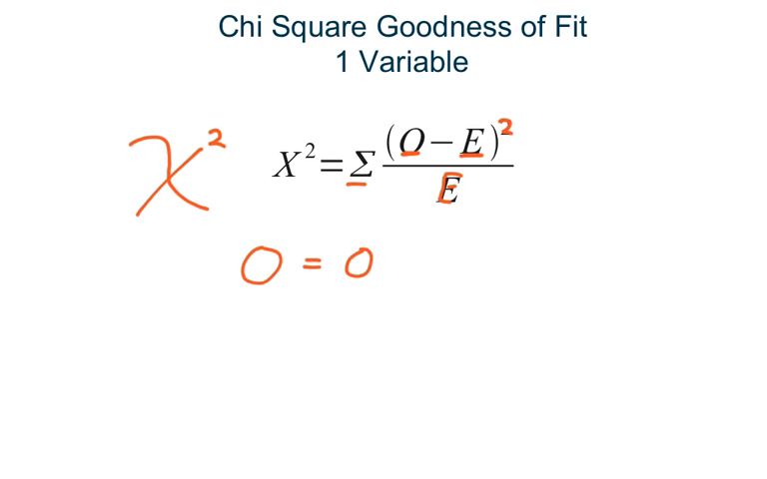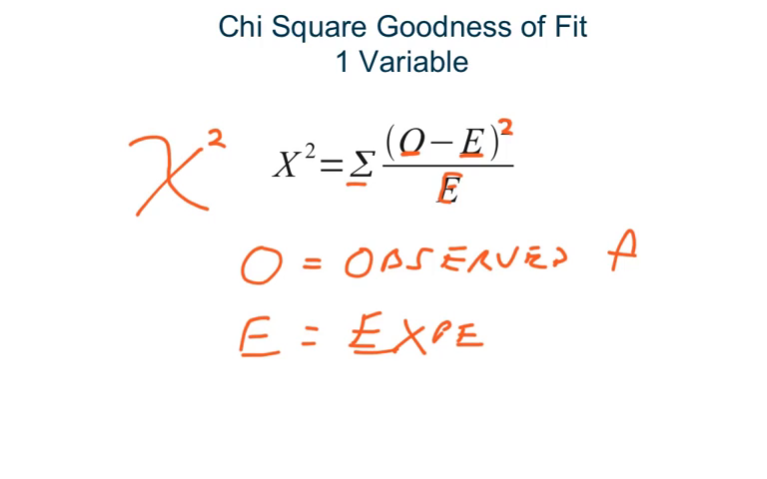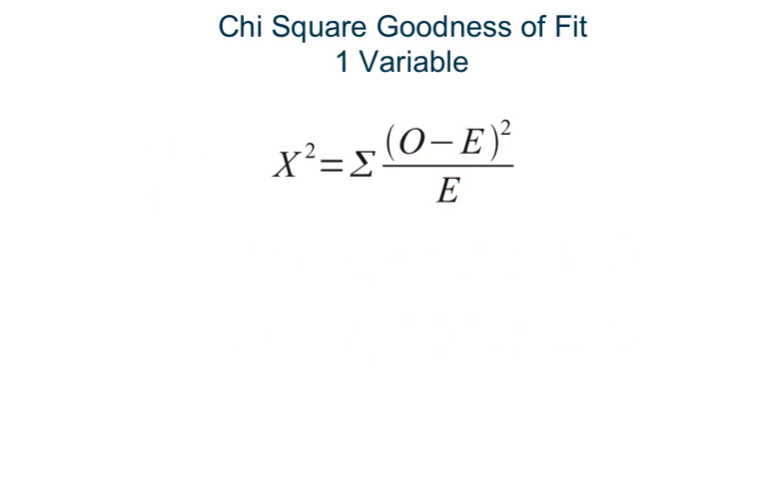So O equals observed frequency and E equals expected frequencies. There we go. Observed and expected. Now you might be saying to yourself, what do you mean by observed and expected? Well, by expected, we really mean what would happen by chance alone, just randomness in the world without any pattern. So let's clean up some of this stuff and give an example, and all of this will start to make more sense.